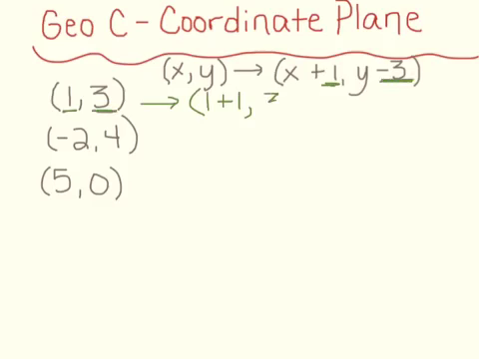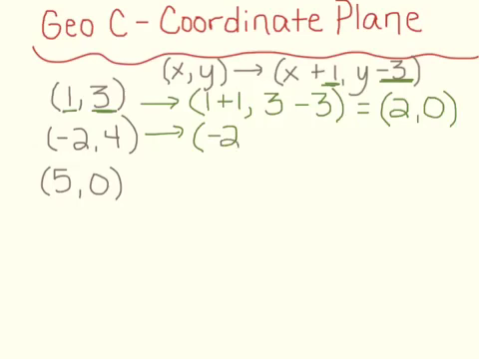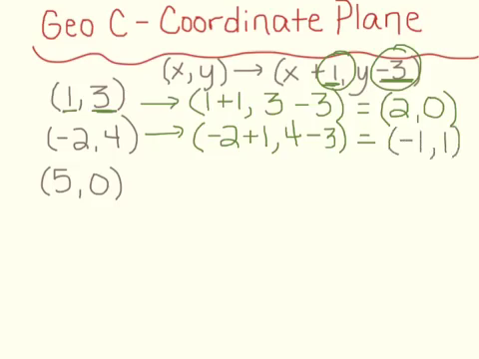Whoa, that was total coincidence. Those numbers were exactly the same. Okay. 1 plus 1 is 2. 3 minus 3 is 0. So that new coordinate would be 2, 0. Then I'm going to do the same thing here. I'm going to take -2, 4, and I would do -2 and add the 1, and the 4 and subtract the 3. And -2 plus 1 is -1, and 4 minus 3 is +1. So that would be that new coordinate.